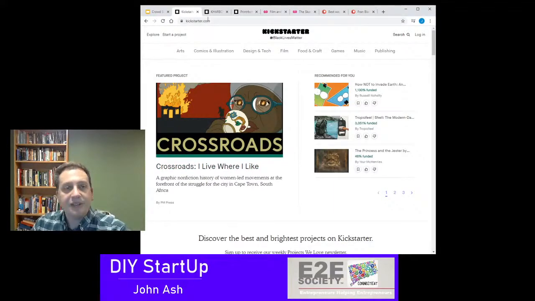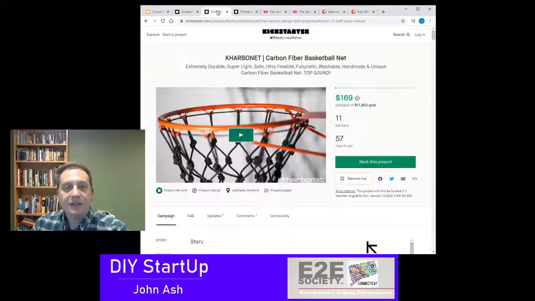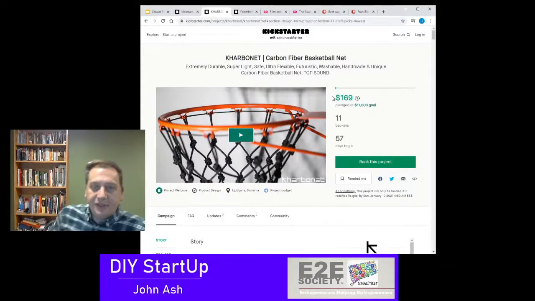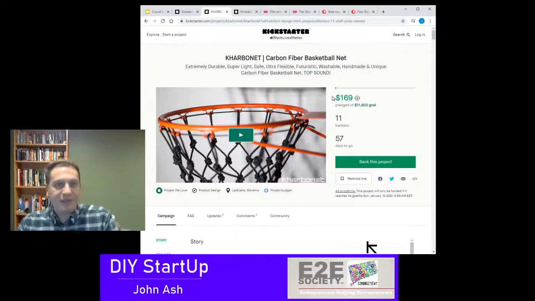Let's look at a Kickstarter campaign. This is just one I picked out. This is a newer one, so it only started a couple of days ago, I think three days ago or so. It seemed like a pretty good idea when I saw it. It's called a carbon net. Somebody came up with the idea of making a carbon fiber basketball net. Great idea if you're only going to sell people one, because chances are good that would be the last basketball net you'll have to buy for the rest of your life, or so it seems.